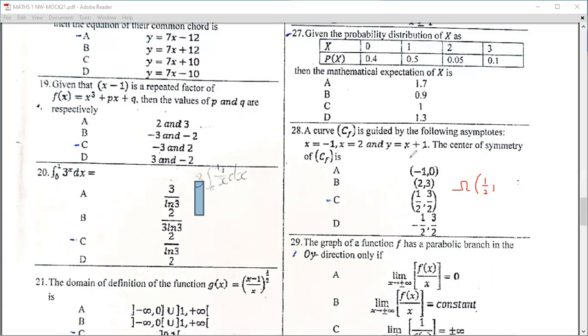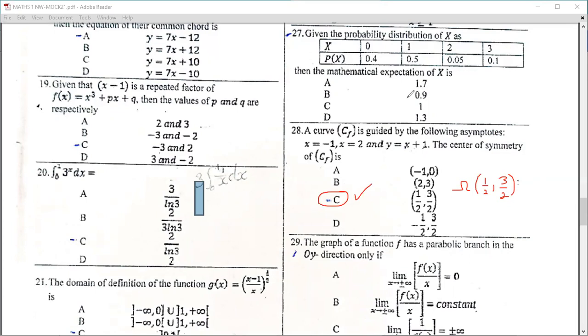Now we take this value and substitute it in the oblique asymptote to get the y value. A half plus 1 is 3 on 2. So this is our center of symmetry, C. That's the center of symmetry of this curve.